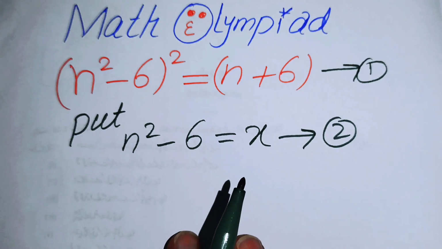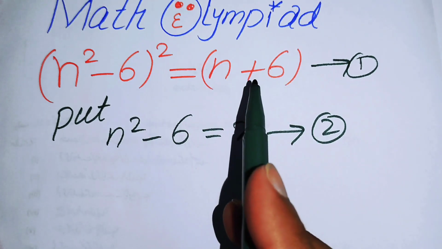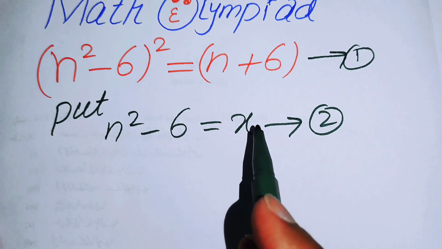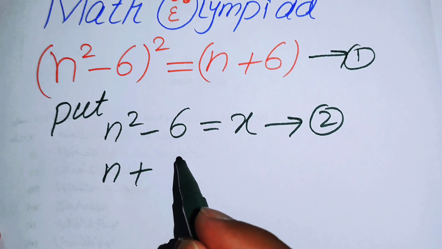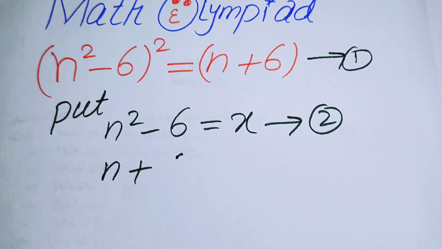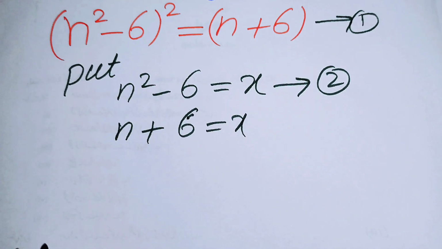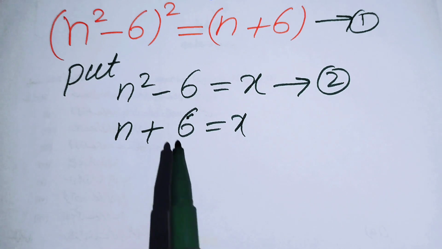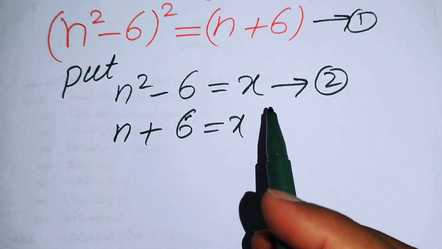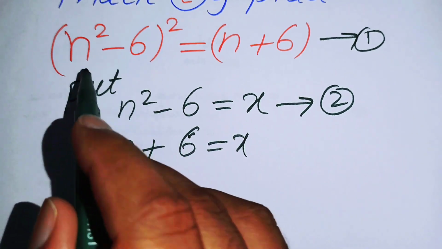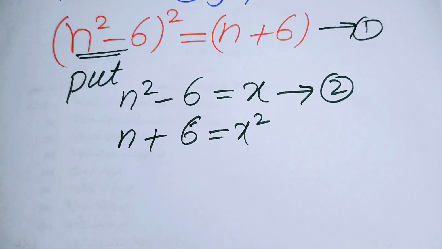Now when you put n² - 6 = x, this equation will be written in the form of x² = n + 6. Here you can simplify these terms, and we move this 6 to the left hand side. So after putting n² - 6 = x, you get n + 6 = x², because when you replace this term by x, you get n + 6 is equal to x squared.